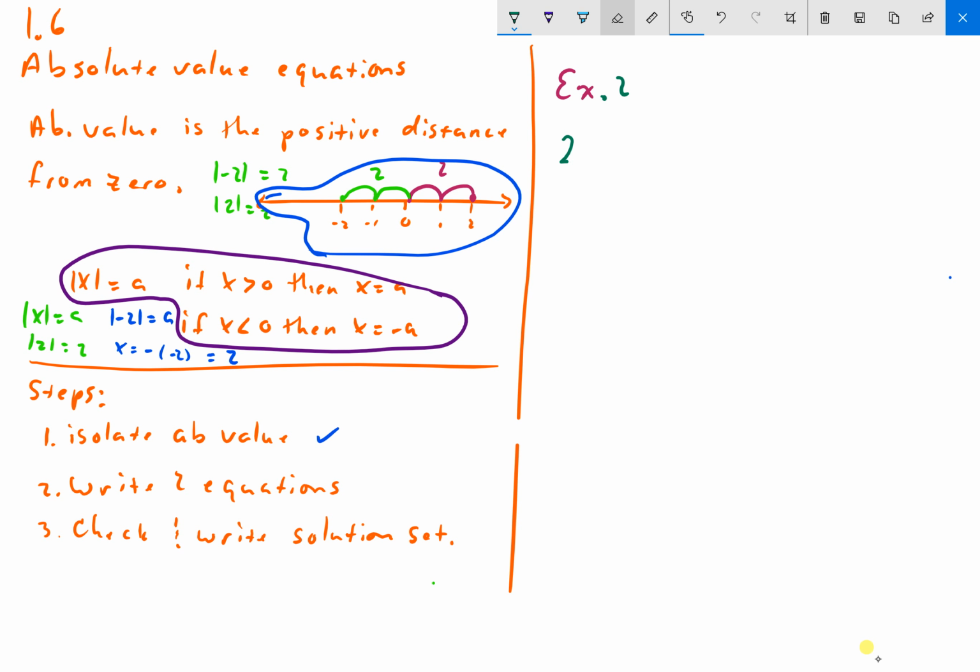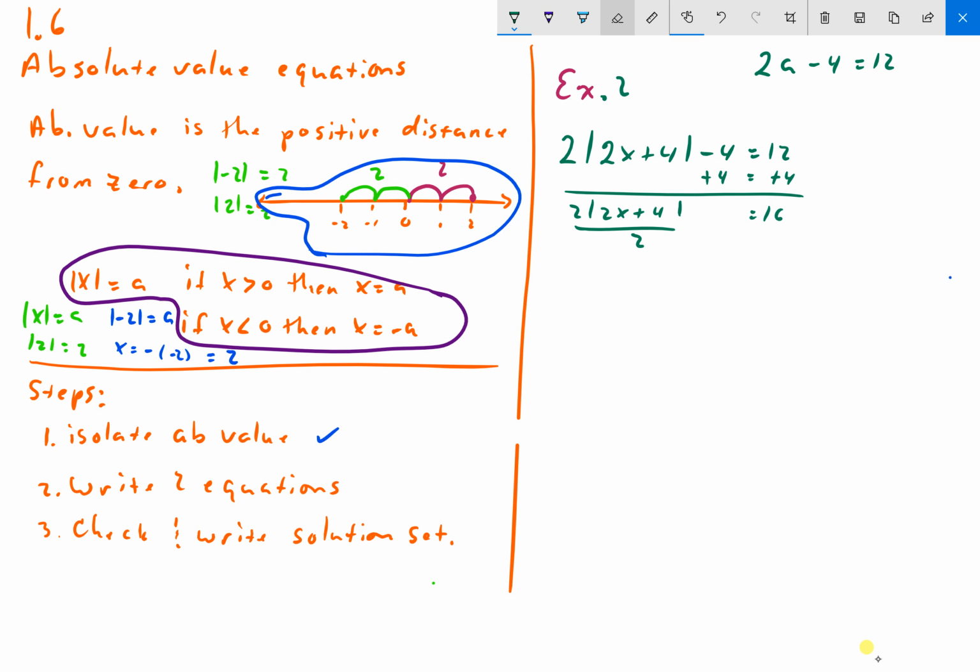Here's example number 2. 2 times the absolute value of 2x plus 4 minus 4 equals 12. Once again, if I had written this as 2 times a minus 4 equals 12, you know exactly what to do. So I'm going to add 4 first. This comes on down. And then I'm going to divide by 2. That goes away. So now I have the absolute value of 2x plus 4 equals 8.